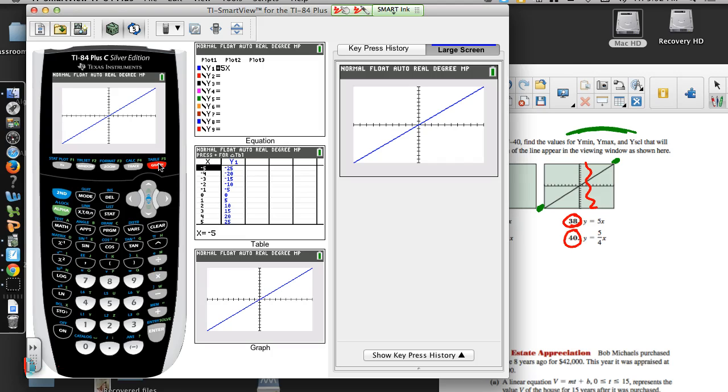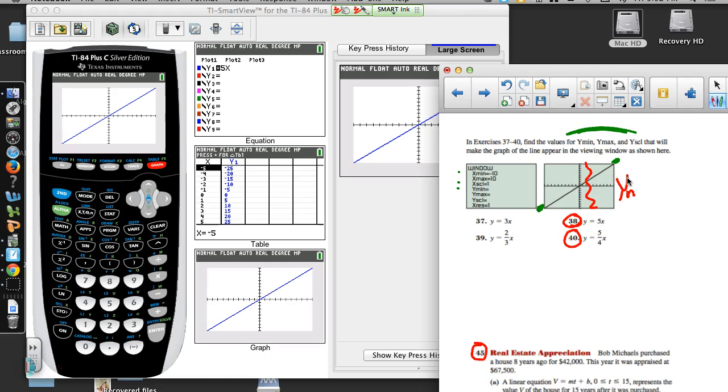So for this one, our Y min was negative 50, our Y max was positive 50, and our Y scale was going by 5s, and that made that work. So I try to think, all right, I had to squish this down to get it to move kind of clockwise, you know?